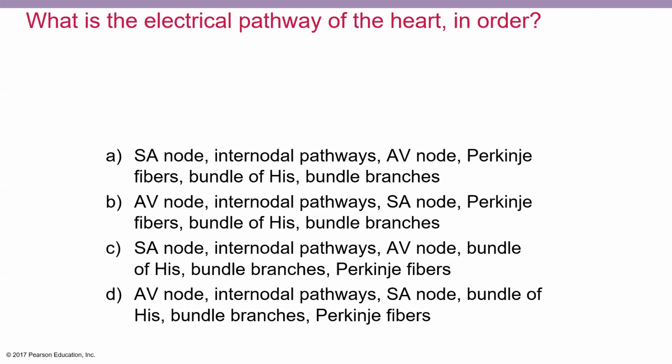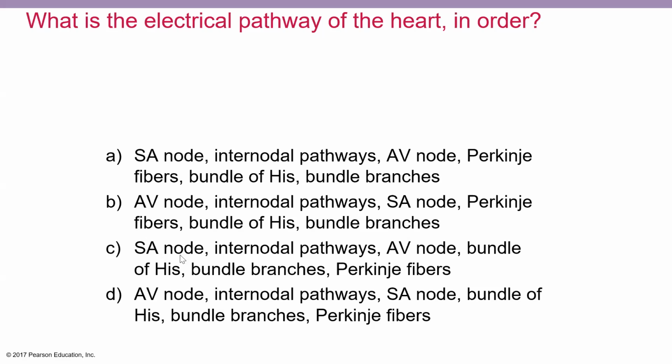Okay, so we had an even split between A, C, and D. And the question asks, what is the electrical pathway of the heart in order? So we want to look for one that starts with SA node, right? The SA node is the initiator, the first group of cells that initiate the rate and rhythm. So that's either A or C.